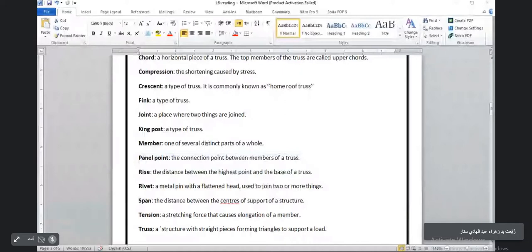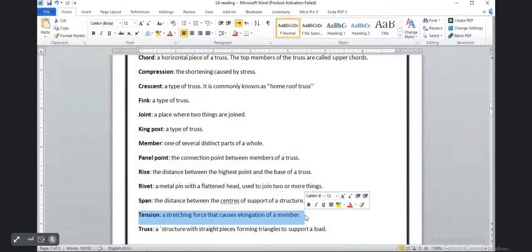Tuqa Abd Al-Munam? Yes, Doctor. Tuqa, read about tension, please. This part. A stretching tension that causes elongation of a member. No, that's compression. It causes elongation.